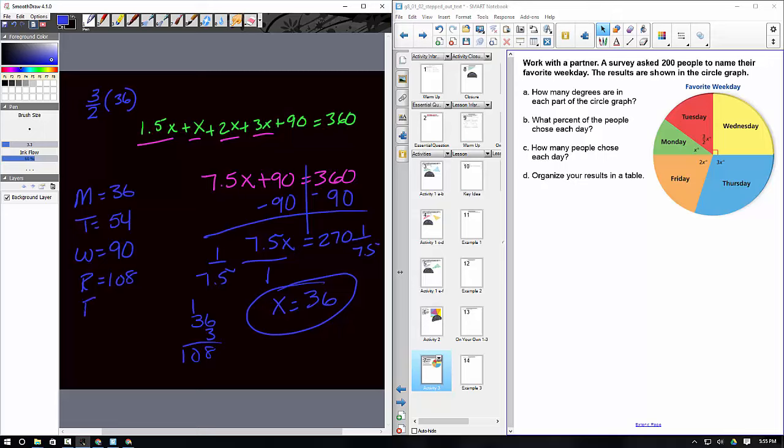And then I can do Friday by taking 2 times 36 and getting 72. And now, of course, you want to add all these up to make sure you get 360 again, because I could have made a mistake. So if I take 36 plus 54 plus 90 plus 108 plus 72, I get 360. And that's how you could solve this one. It's kind of cool.